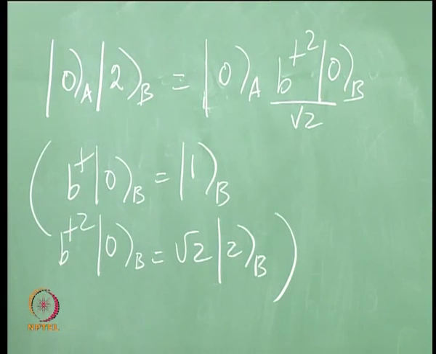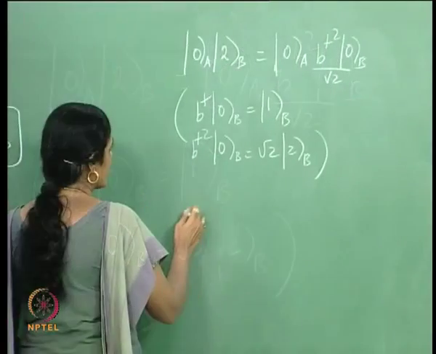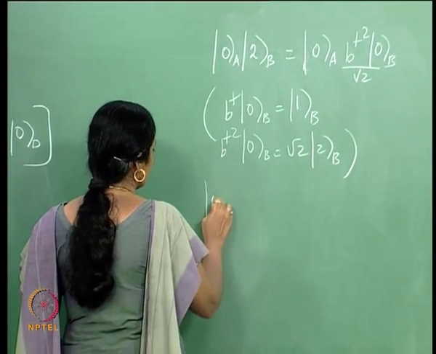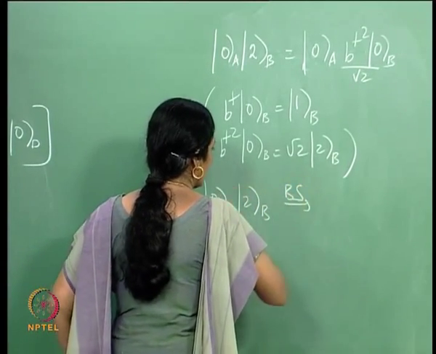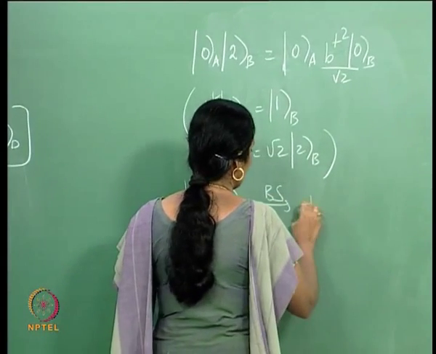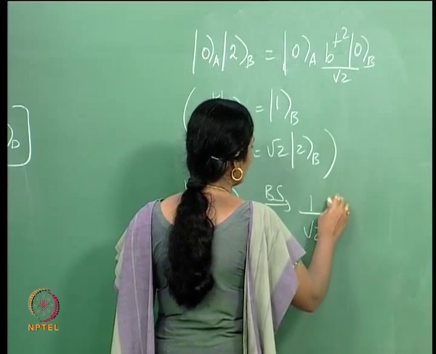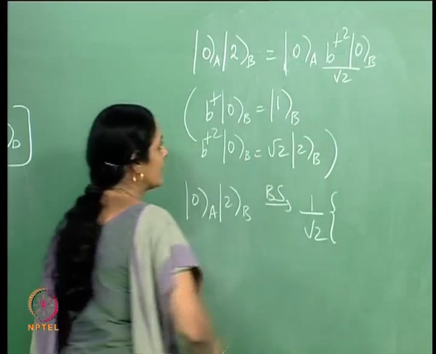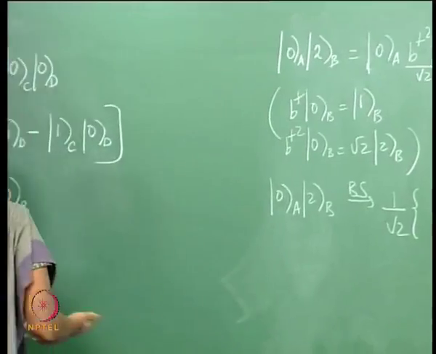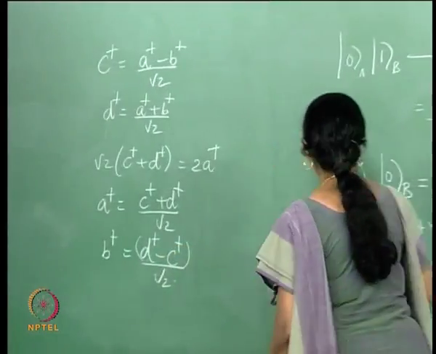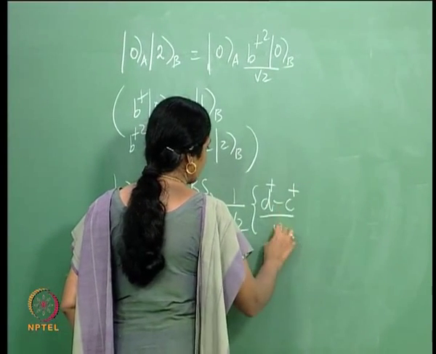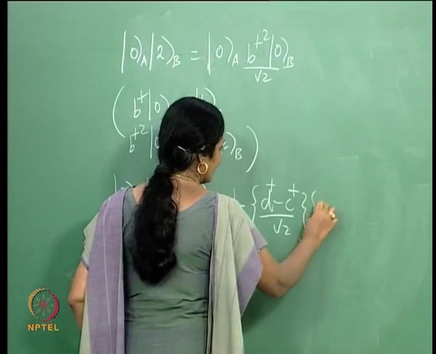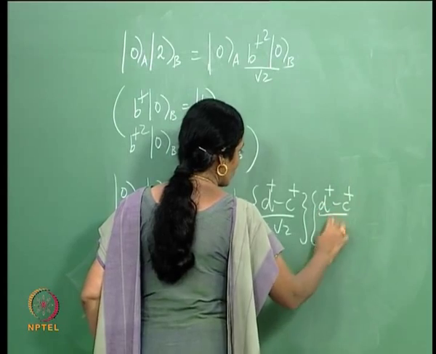So, this is what I have. Now, this object can well be written as |0_A, 2_B⟩. After beam splitting, B† goes to 1 by root 2 (D† − C†). I will have to write B†² in terms of D† and C†, and therefore, I have (D† − C†)/√2 twice, (D† − C†)/√2.